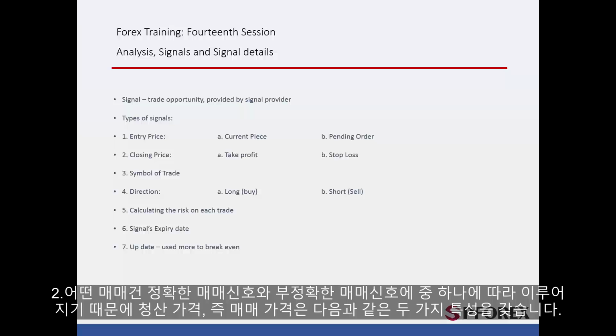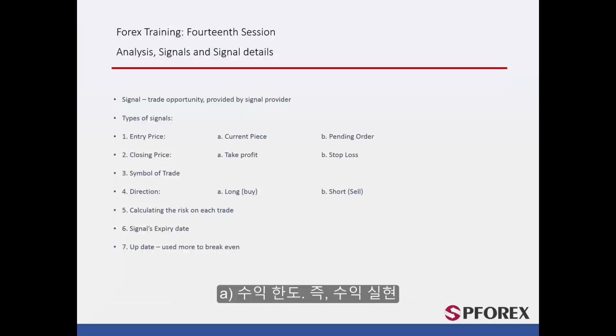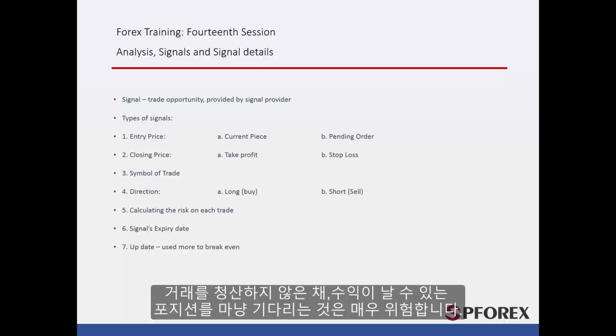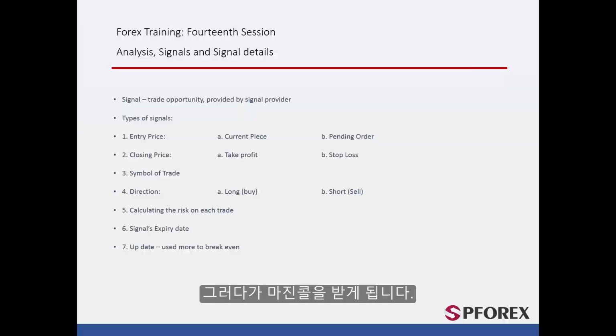Closing price or exit price has two particular characters, because any trade may be made on either correct or incorrect signal data. A. Profit limit or take profit, and B. Loss limit or stop loss. Remember, keeping a trade open and hoping that it will come back to a position where you can make a profit is a very risky business, in which a trader may receive a margin call.